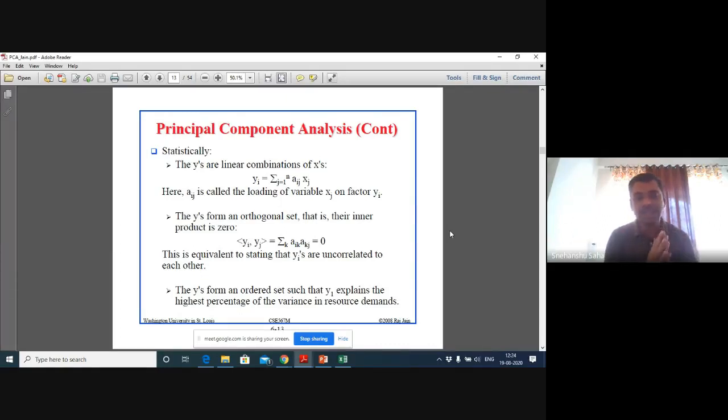What Raj Jain says is that if the principal factors form an orthogonal set, this is equivalent to stating that these principal factors are uncorrelated to each other statistically. Then you form an ordered set of all of these principal factors. So far so good.